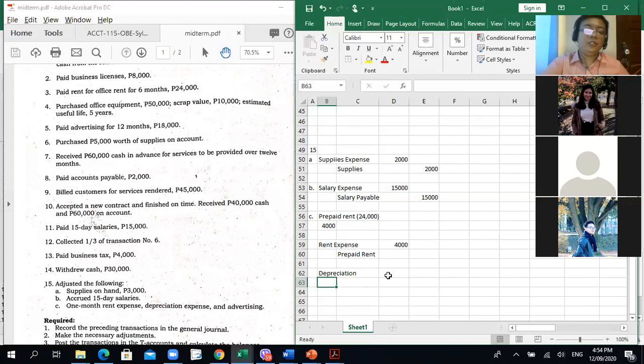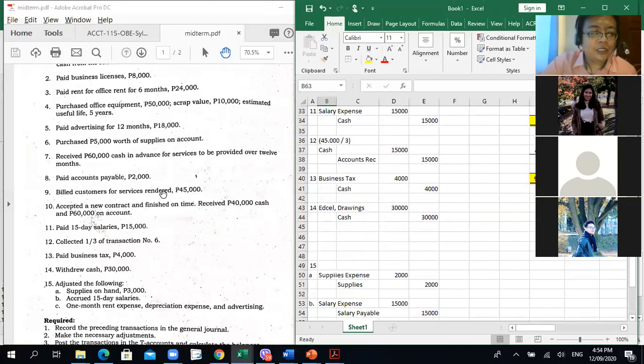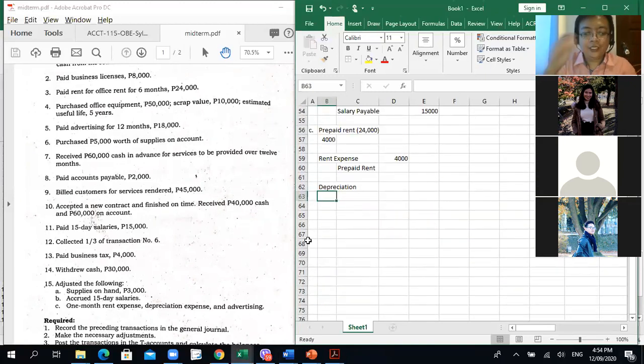Alright. Depreciation expense. How much is your, number 4, di ba? Related. So, magkano yan? You have 50,000. Alright? What else? Minus. So, ito na yung relevant, no? In terms of your salvage value, 10,000. Alright. Then, you divide it by 5 years. Ito yung yearly. Alright. But, the question is only for 1 month.